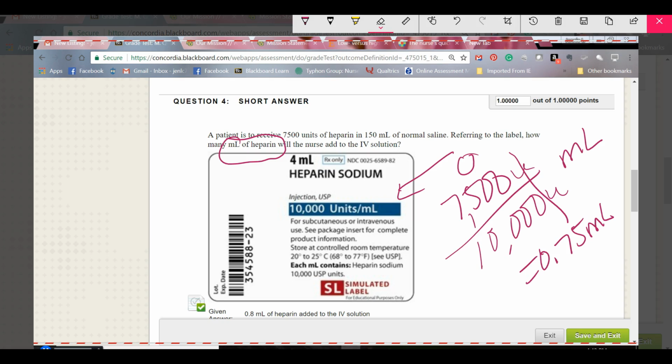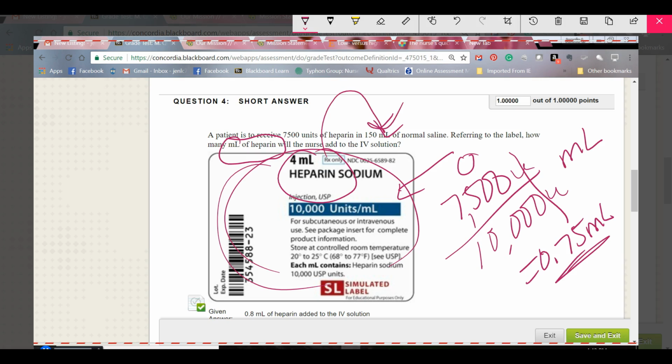All right, so sometimes instead of getting so focused on the formula, it's easy to just sit back and try to figure out what you're doing. So what's important in the question and what's not. We're wanting to find out how many units of heparin to put into that solution, so we don't need to put that into a calculation. Now we know we're going to put 0.75 mLs of this vial here into the 150 mLs of normal saline.